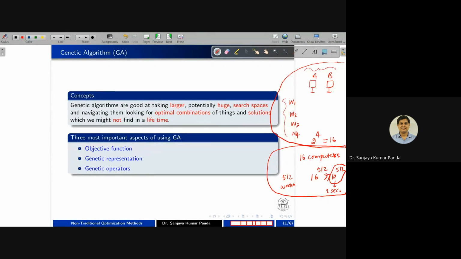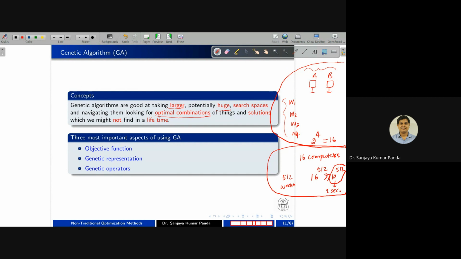But when the search space is very small, like this, where I am concentrating on only two machines, 4 different works and their assignment, don't apply any optimization algorithm because it can be solved using other methods. So there is no need to apply any optimization algorithm to solve this particular problem. So you can see here what is written. Genetic algorithms are good at taking larger, potentially huge search spaces and navigating them, looking for an optimal combination of things and solutions which we might not find in a lifetime.